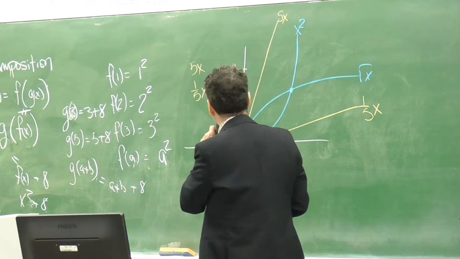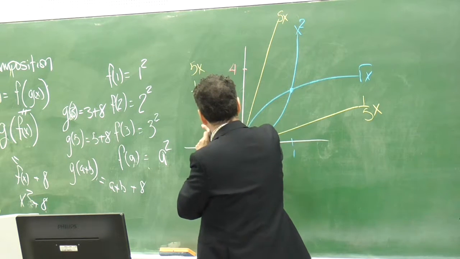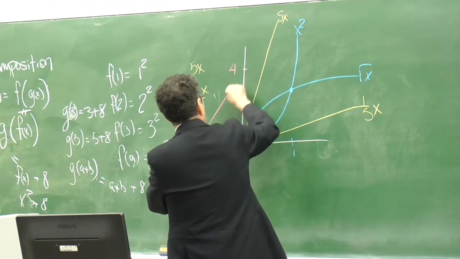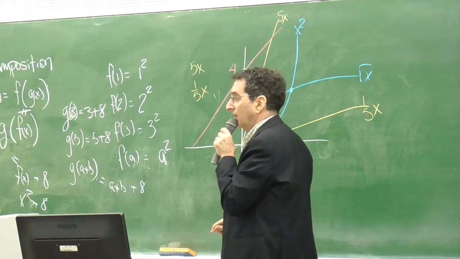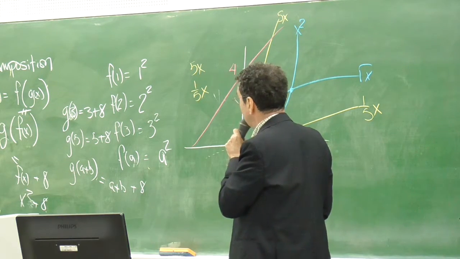So, and 2x is a slope of 2. So, maybe it's like this. I'm just going to make it up. Just going to do it like that. Okay? I don't know. Something like that. Okay, and then what's the other one?